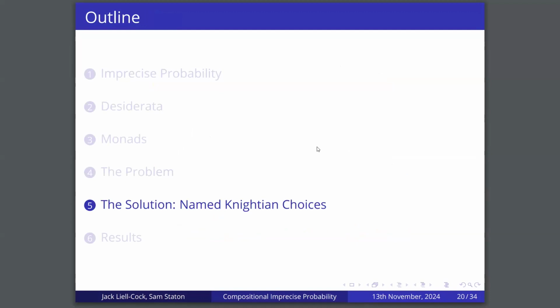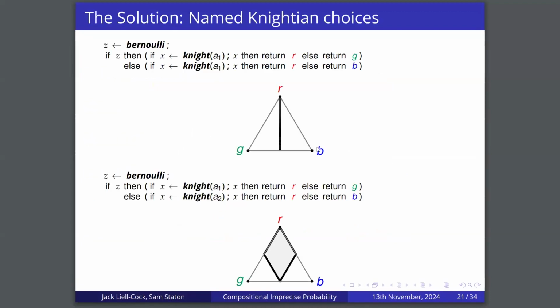So how did we plan to solve this? Well, our solution is basically to label the Knightian choices. So what we do instead of just calling a regular Knightian command, we have a label which goes into the Knightian command. So we can see that on the program at the top here, even though we still have X and X, we actually have a label which we plug into the Knightian command, A1 and A1.